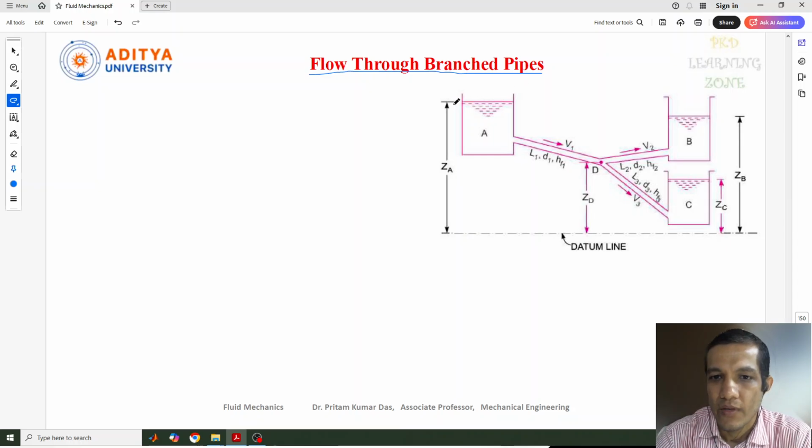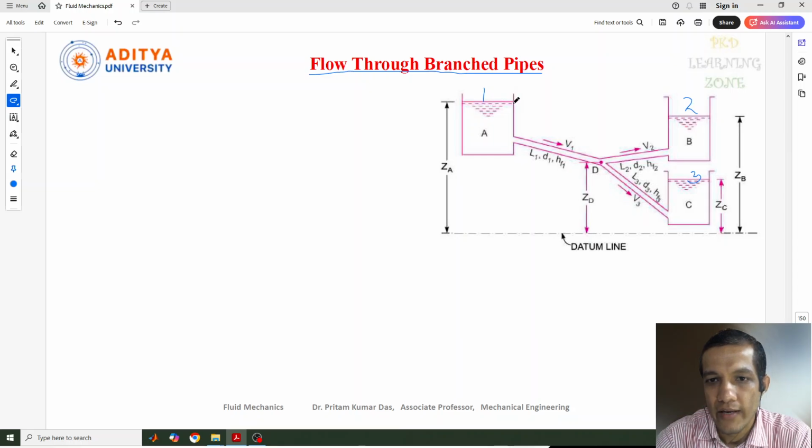When multiple reservoirs are connected, we can see here multiple reservoirs: this is reservoir 1, this is reservoir 2, and this is, suppose, reservoir 3, which are named A, B, C. So when three or multiple reservoirs are connected with the help of pipes, it may have one junction or more than one junction.